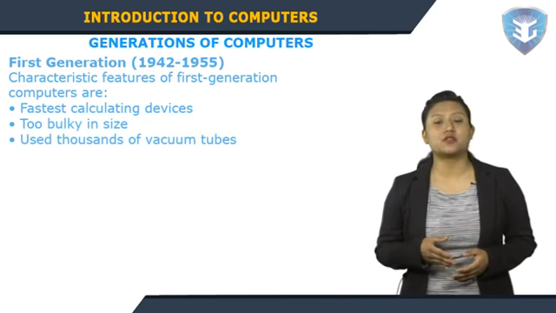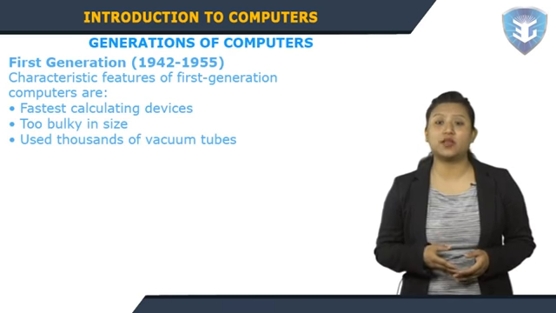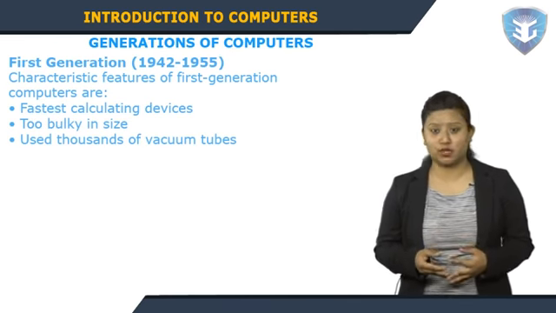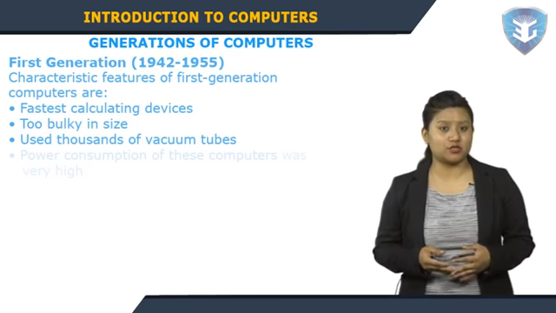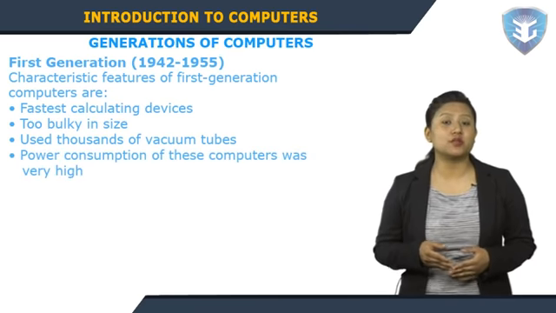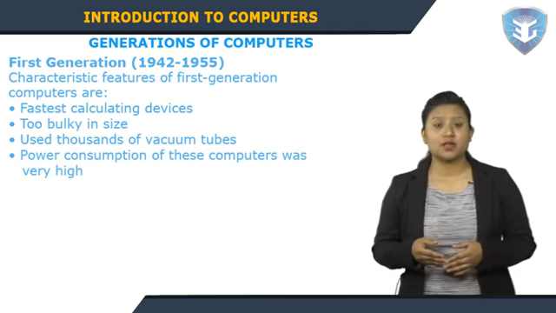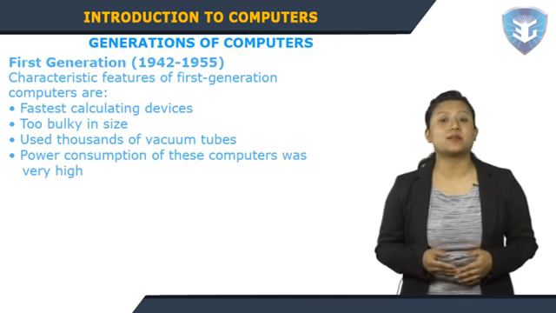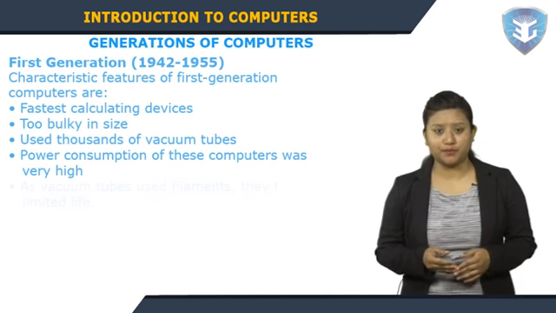They used thousands of vacuum tubes that emitted a large amount of heat and burnt out frequently. Hence, the room or the areas in which these computers were located had to be properly air conditioned. Each vacuum tube consumed about half a watt of power. Since the computer typically used more than 10,000 vacuum tubes, power consumption of these computers was very high.